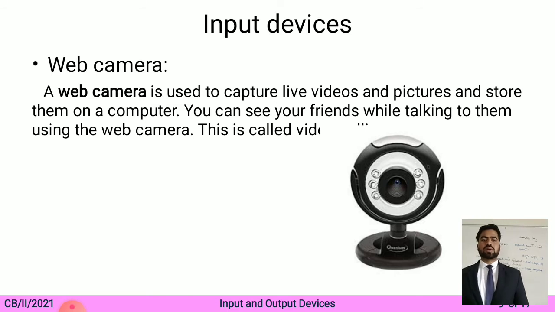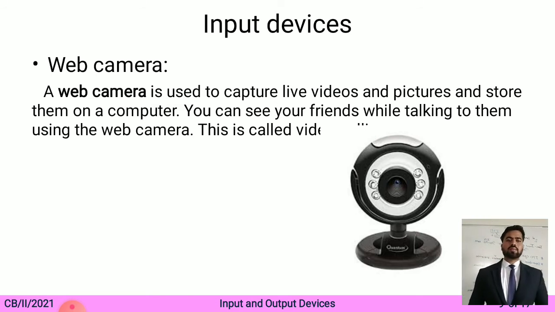Next one is the web camera. A web camera is used to capture live videos and pictures and store them on a computer, so that you can see your friends, talk with them and chat with them. That is also called video conferencing.